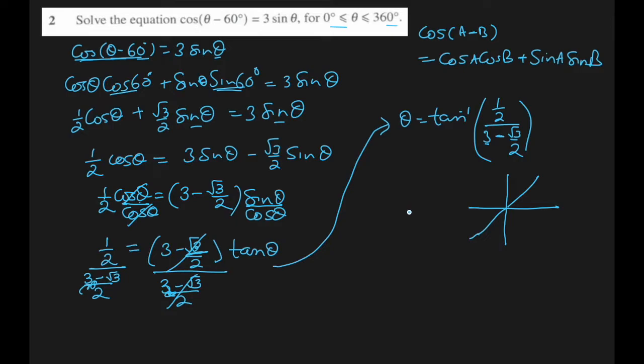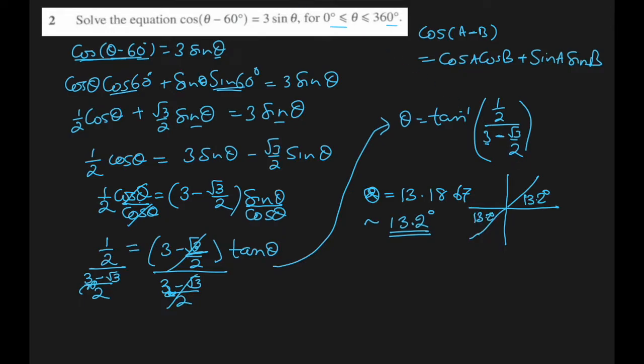Let me try it myself. Tan inverse of 1 over 2 divided by 3 minus square root 3 over 2. Okay, so what do I get? I get theta equal to 13.1867, many digits more, which we can round off to 13.2 to 3 significant figures, degrees. So 13.2 here and 13.2 here.